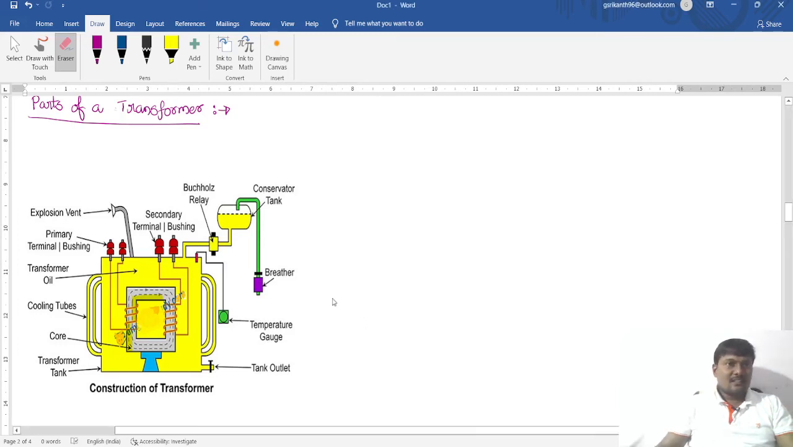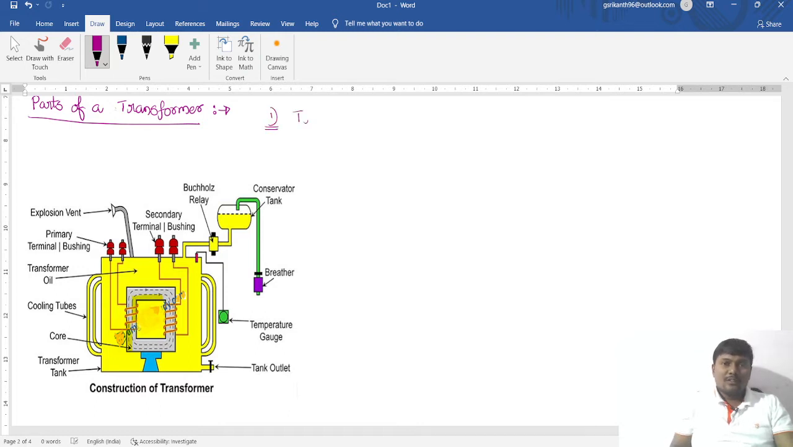In this lecture, I will explain what are the parts of a transformer. So the first part is transformer core. And second one is limb. And third is yoke.